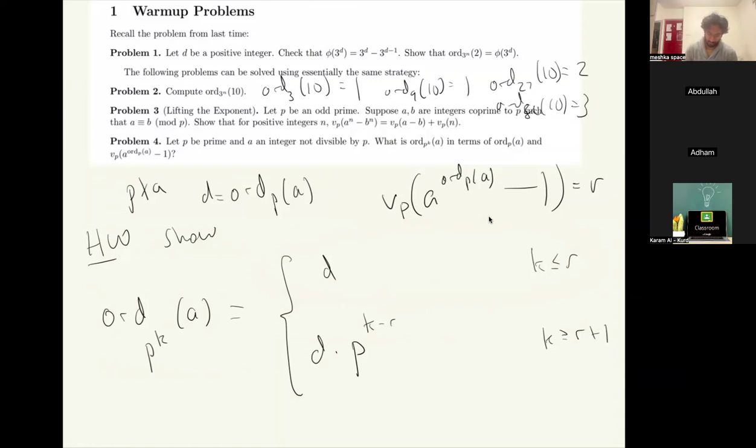So Karam, should I explain why these are true? Is that maybe what I should do? I didn't mean to write 2. Sorry, the order is 3 and 9.